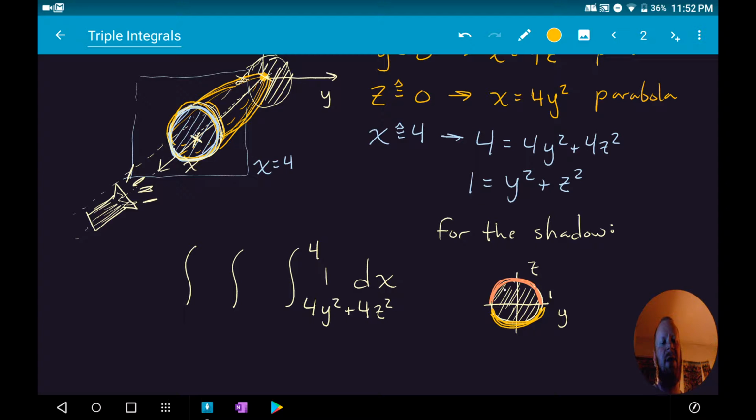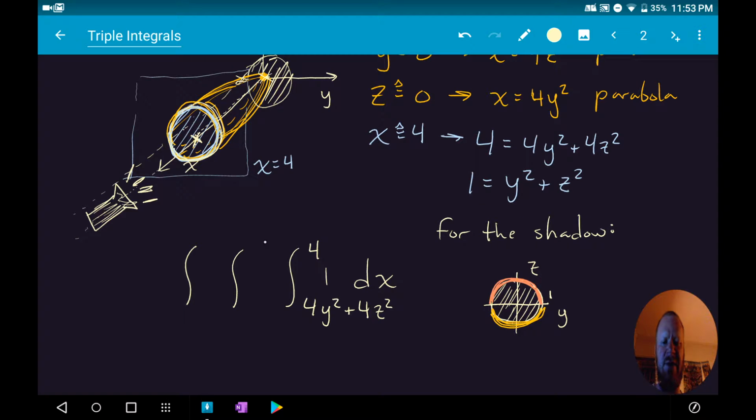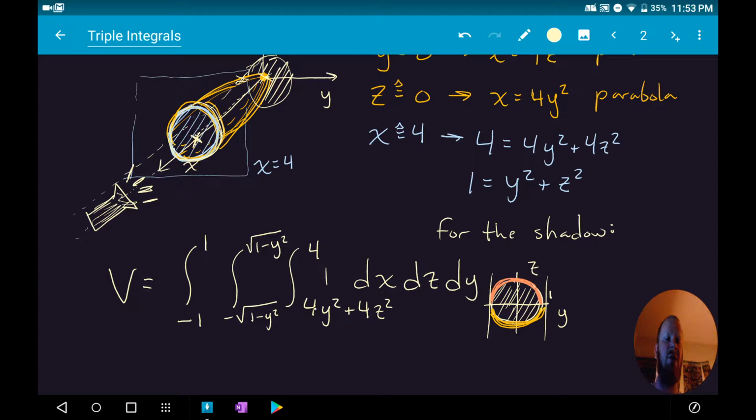coordinates. But for now, I kind of want to talk about this as being like z equals this top surface here, z equals this bottom surface here. So I'm going to say dz, and then z is in between square root of 1 minus y squared and negative square root 1 minus y squared. So just the top and the bottom half of the circle. And then dy is just going to be in between negative 1 and 1.